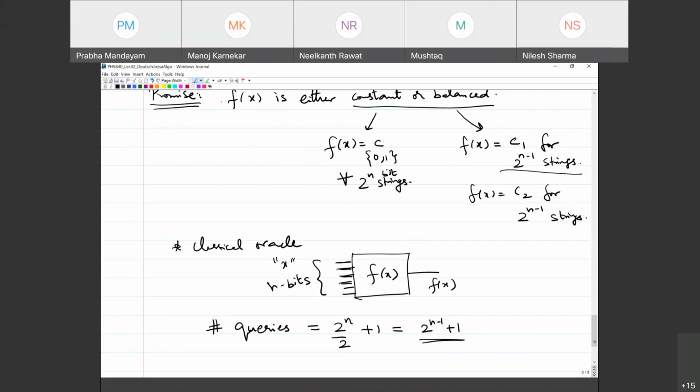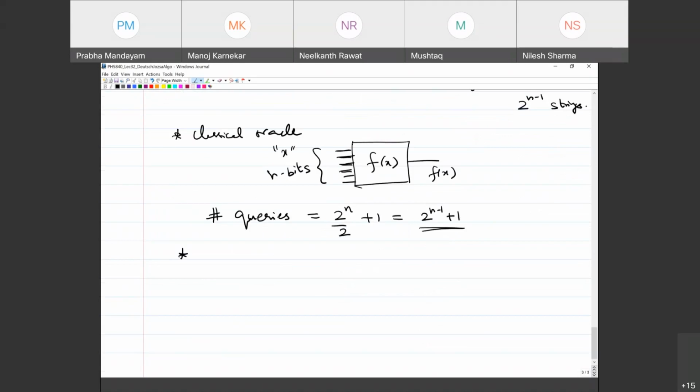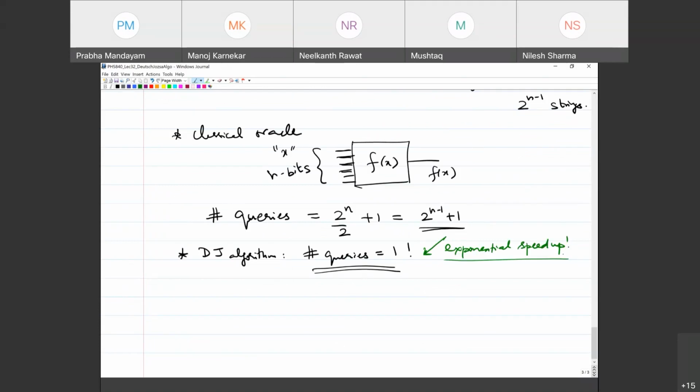And now what the Deutsch-Jozsa algorithm tells you is that if I have a quantum oracle, then the number of queries is 1. Okay, and so this is the first example of an exponential speedup. Right? So you've gone from something which is scaling. So why is this an exponential speedup? Because this function is scaling exponentially with n.